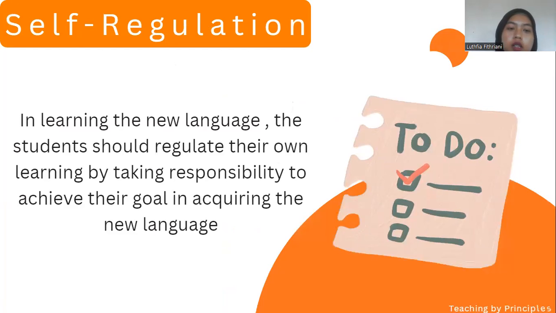The next principle is self-regulation. Nowadays, students are expected to be autonomous learners, in which they control their learning at their own pace, and self-regulation is the key ingredient of being an autonomous learner. So, in learning the new language, students should regulate their own learning by taking responsibility to achieve their goal in acquiring the new language.